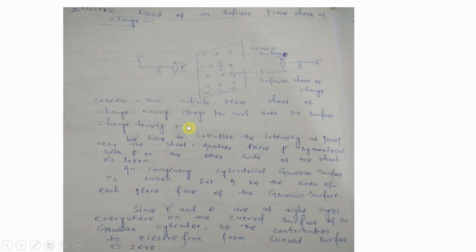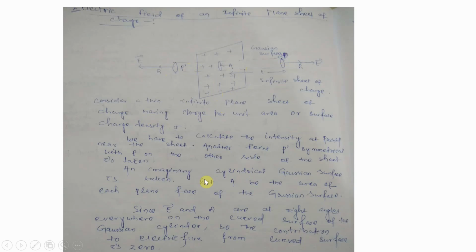Here consider a thin infinite plane sheet of charge having charge per unit area, or surface charge density, sigma. Sigma is represented as Q by A, where Q is the total charge and A is the area of cross section. We have to calculate the intensity at the point P, which lies on the imaginary Gaussian surface as shown in the figure. Another point, P dash, is taken symmetric to this point on the other side of the sheet, and this imaginary cylinder is the Gaussian surface.